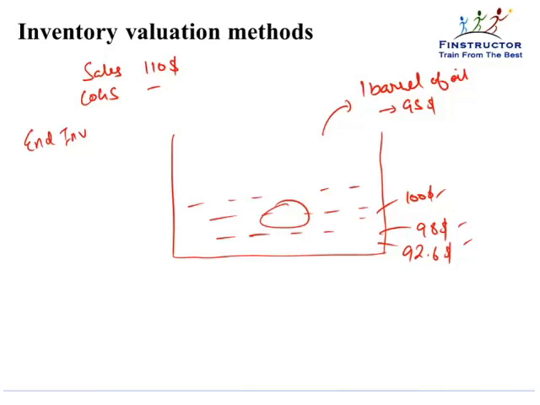So there are three broad assumptions that are allowed. We studied these in the income statement as well. LIFO stands for last in, first out. That is, the oil purchased last will be assumed to be sold first.